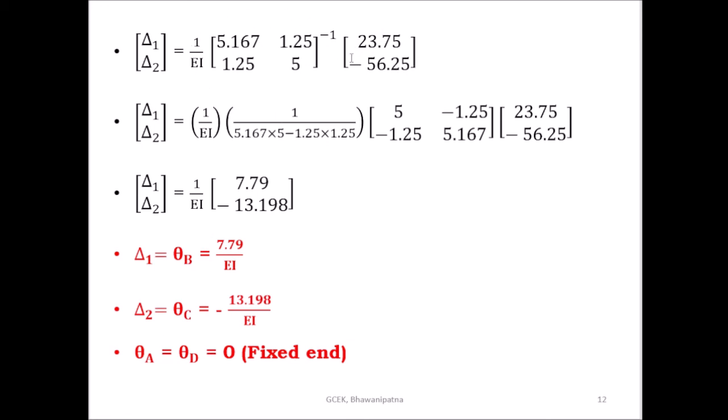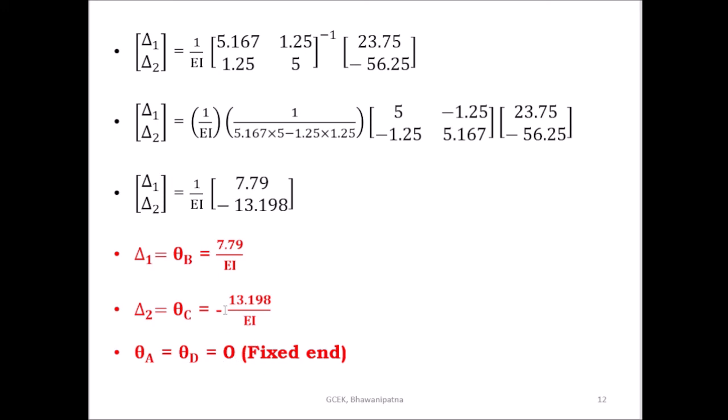Then after multiplication of the inverse of the stiffness matrix and the force matrix, finally you get the displacement matrix delta 1 and delta 2. So delta 1 is equal to 7.79 by EI, delta 2 is equal to minus 13.198 by EI. So here the displacement at coordinate 1, delta 1, is equal to theta B, which is equal to 7.79 by EI, and displacement at coordinate 2, delta 2, is equal to theta C, which is equal to minus 13.198 by EI. At the ends A and D are fixed, theta A is equal to theta D is equal to 0.